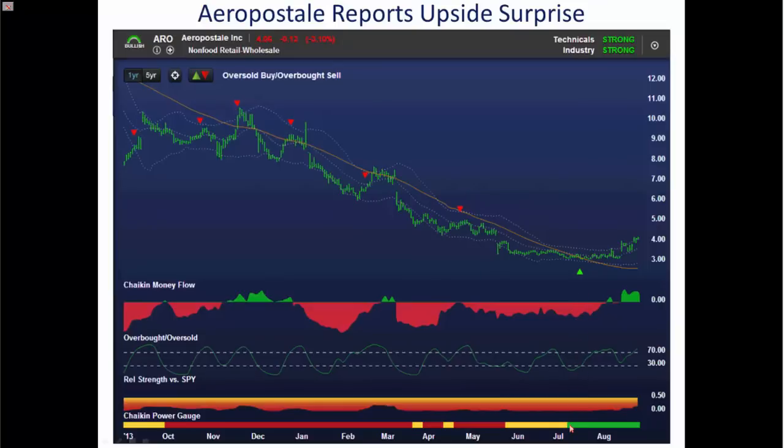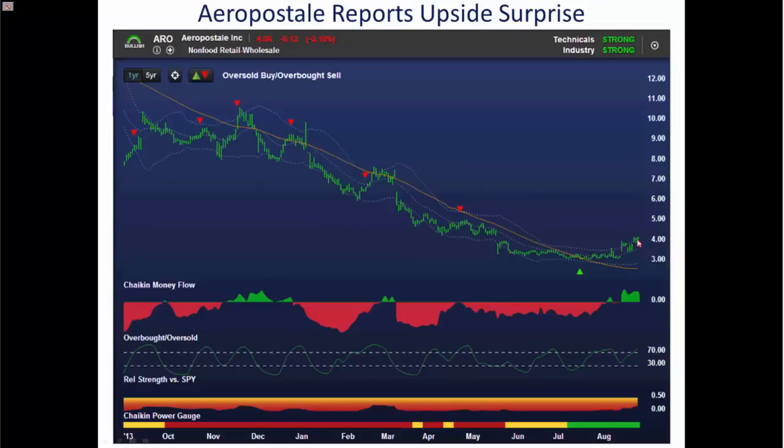turned bullish in mid-July, and we got an oversold buy signal at a price of around 305. And about three weeks later, the company reported better than expected earnings, and it spiked up 20%. It went from 305 to 390, almost 22%. It then pulled back, and it made another new high on Wednesday, Thursday last week above 4.